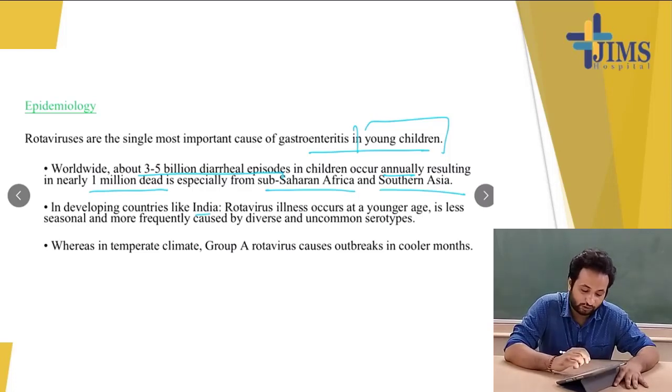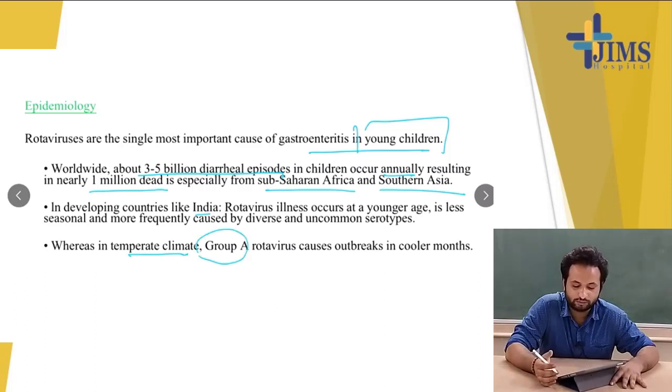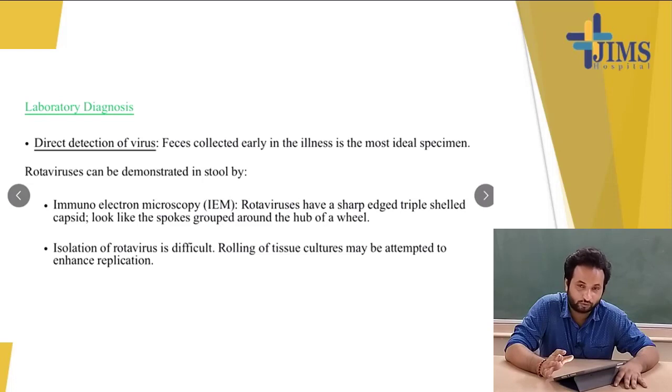Whereas in temperate climates, group A rotavirus causes outbreaks in cooler months. Okay, so this is what comes under epidemiology, not that important for you guys.